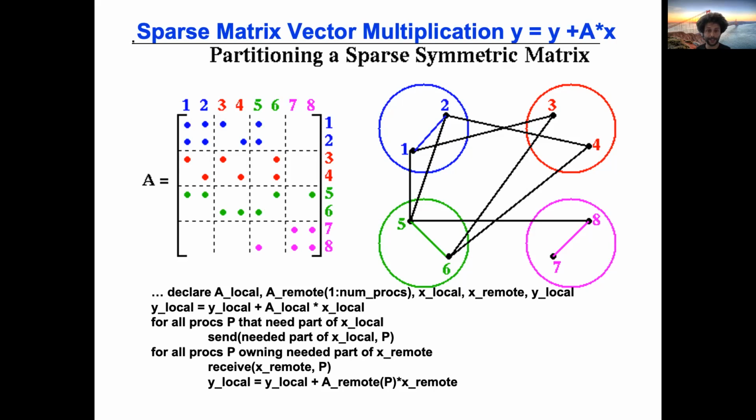If I partition this as well as possible, the goal is to minimize these parts outside the block diagonal that will create communication. That's in an abstract view. We're going to go into details.